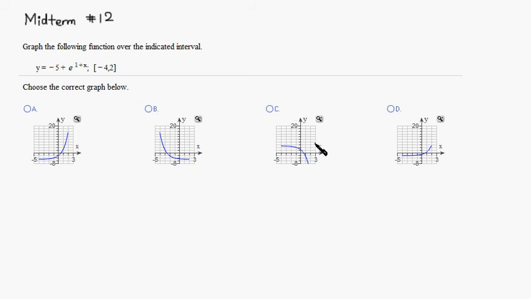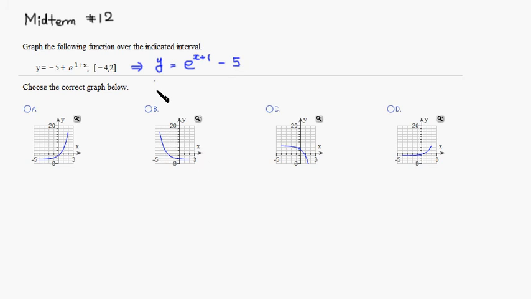Alright, let's look at the midterm problem number 12. We want to sketch the graph of this function. First thing we do is it's probably easier if I rewrite it this way. This is going to be the same thing as y equals e to the, it is written as 1 plus x, but you can write it as x plus 1. So e to the x plus 1, and instead of having negative 5 in front, I'll put it at the end, so minus 5.